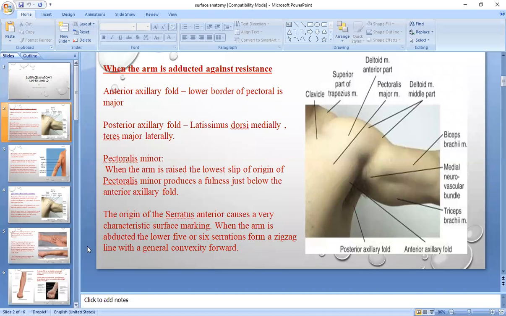When the arm is abducted, the lower 5 or 6 serrations are visible. How many serrations does the serratus anterior have? Altogether 8. Out of 8, the lower 5 or 6 serrations form a zigzag line with the general convexity forwards. So if you see the thorax, the trunk, on the surface, there is a zigzag line with the contraction of the serratus anterior when the arm is abducted.